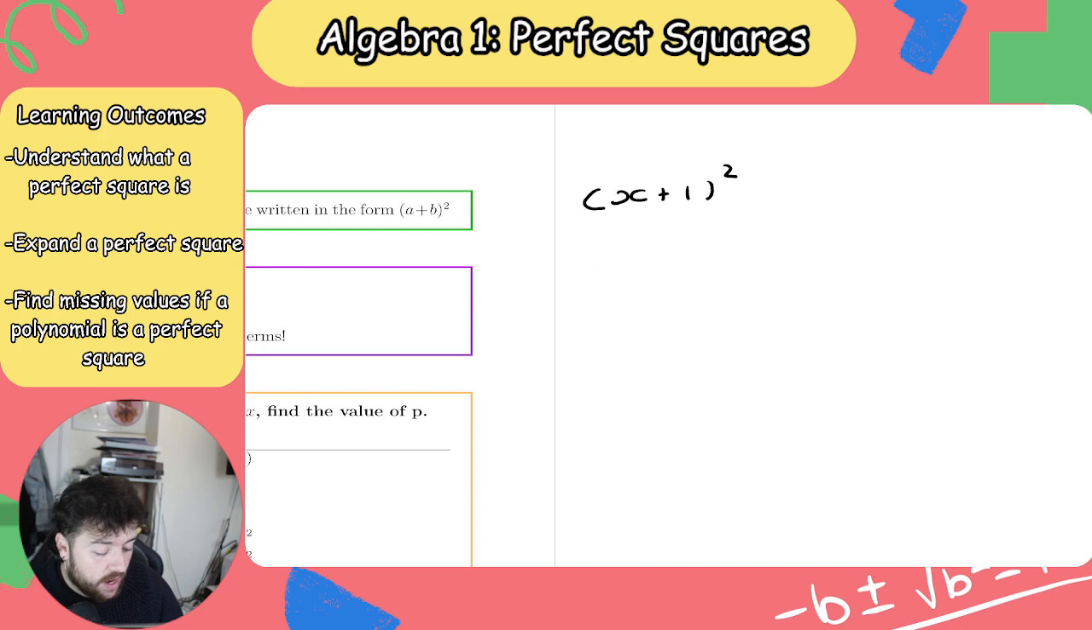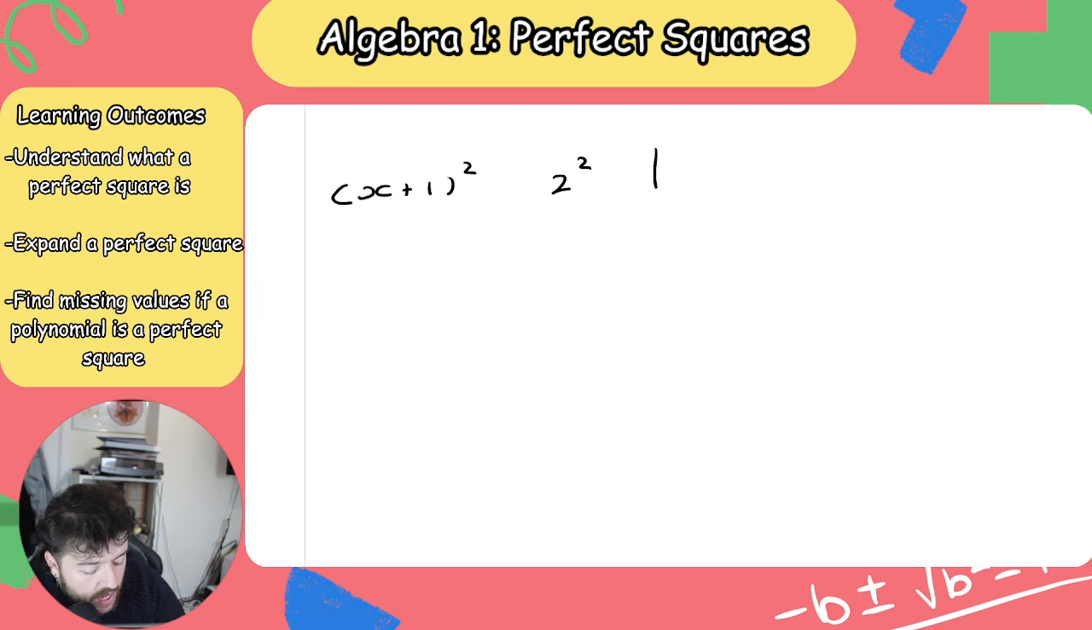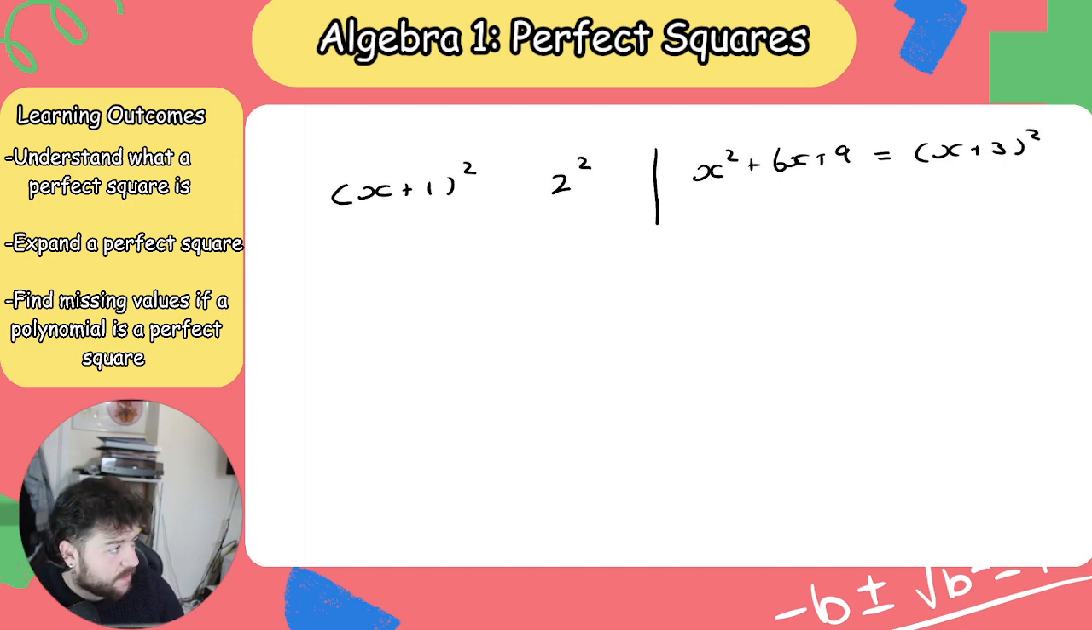That's a perfect square. Like 2 squared is a perfect square, right? Whereas I also have things like x squared plus 6x plus 9, which is a perfect square, because when I factorize that, I'll get (x plus 3) all to be squared. So these are all things that are considered perfect squares.